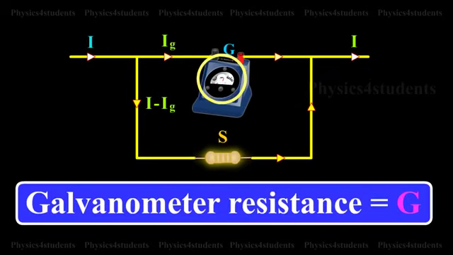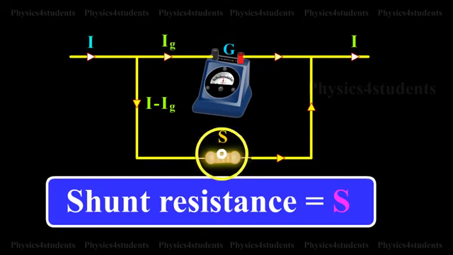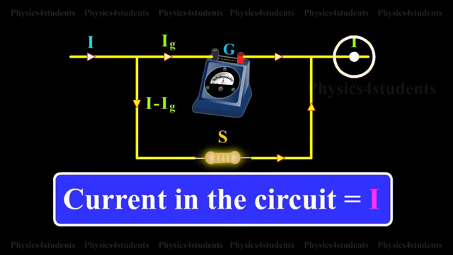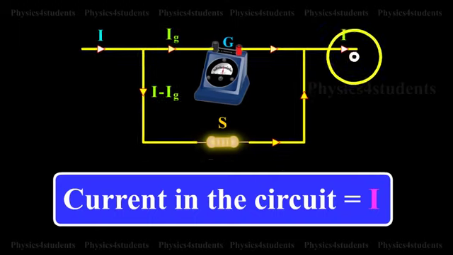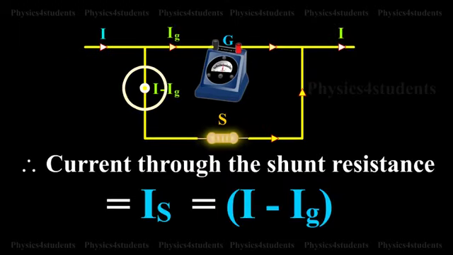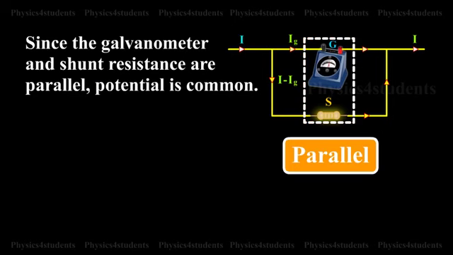Galvanometer resistance is equal to G. Shunt resistance is equal to S. Current in the circuit is equal to I. Current through the shunt resistance is Is = I − Ig. Since the galvanometer and shunt resistance are parallel, potential is common.